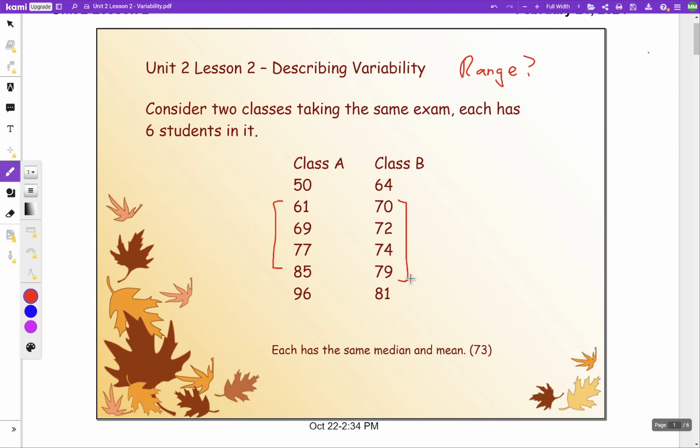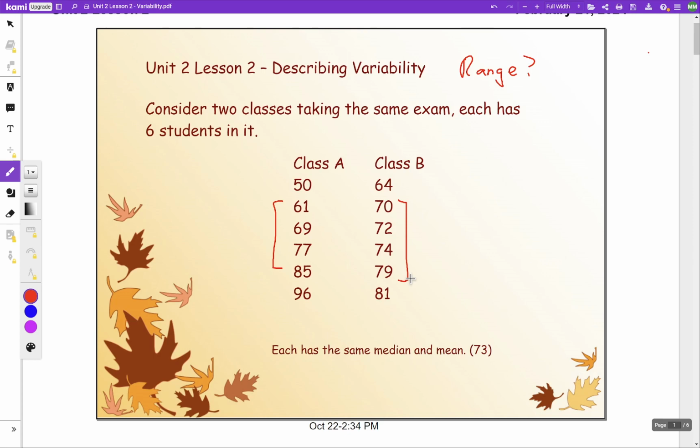So maybe for class A, maybe 5 people failed and one person got a 96. Or maybe one person failed and 5 people got an A, or somewhere in between. Class B, same thing, right? So these numbers seem fairly evenly spread at the moment. But now our question is, do we have a way to quantify not just variability in terms of the range, but variability throughout the entire data set? That's what we're going to look at here in this lesson.